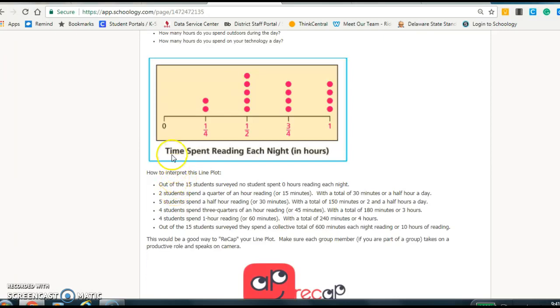Out of 15 students surveyed, 0 hours. No student spent 0 hours reading each night. 2 students spent a quarter of an hour reading, or 15 minutes, with a total of 30 minutes, or a half an hour a day.